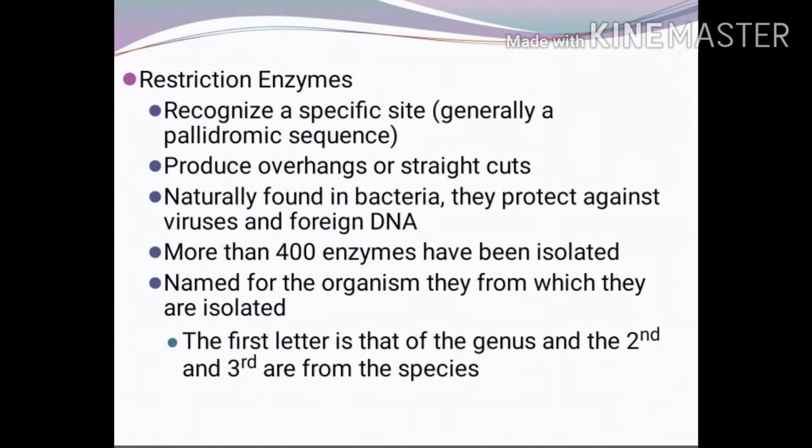Restriction enzyme recognizes a specific sequence called the palindromic sequence and cuts the DNA to produce overhangs or straight cuts. They are naturally found in bacteria. They protect against viruses and foreign DNA. More than 400 restriction enzymes have been isolated. They are named from the organism from which they are isolated. The first letter represents the genus and the second and third represent the species.